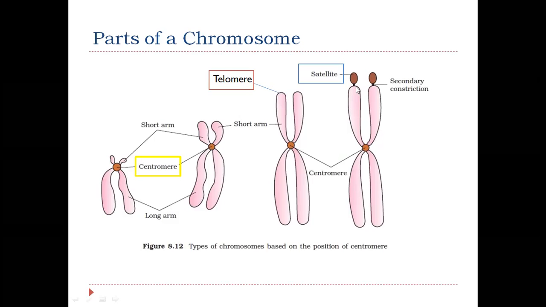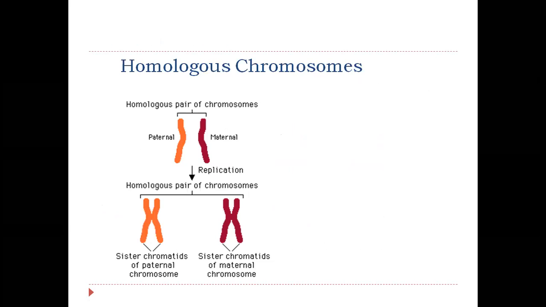Satellite, this is the secondary constriction of chromosomes, and this is not in all the chromosomes. So the homologous chromosomes. For the homologous chromosomes, one comes from the father, one comes from the mother, and in the diploid cells, or 2n cells, there are homologous chromosomes. So the homologous chromosomes, they duplicate the genetic material. And these homologous chromosomes are pretty similar.